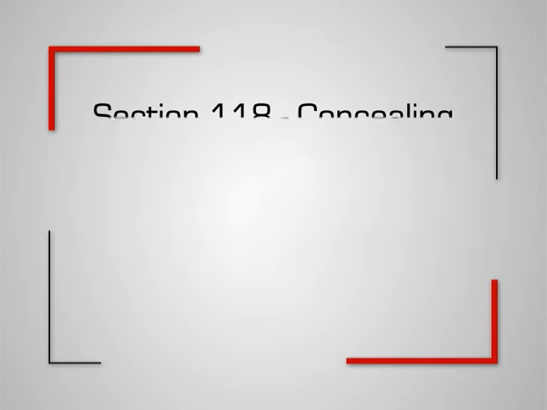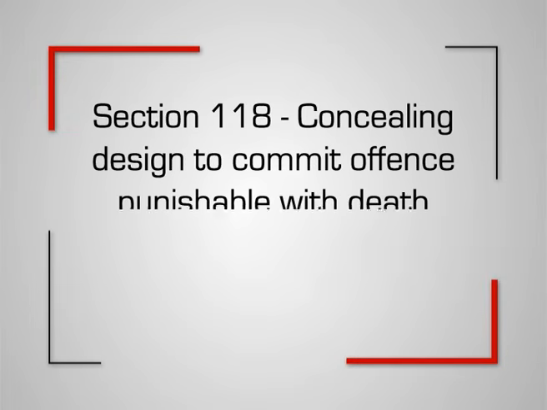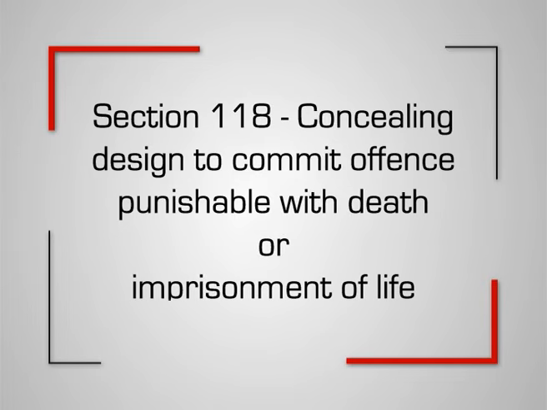Section 118. Concealing design to commit offence punishable with death or imprisonment for life. Whoever voluntarily conceals by any act or illegal omission the existence of a design to commit such offence or makes any representation which he knows to be false respecting such design, if the offence be committed, shall be punished with imprisonment of either description which may extend to 7 years, if the offence be not committed, with imprisonment of either description which may extend to 3 years, and in either case shall be liable to fine.